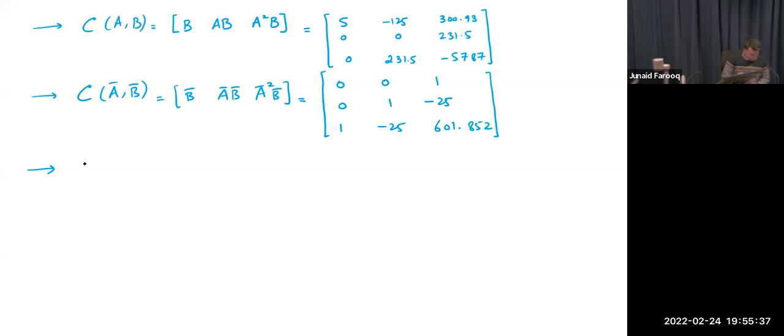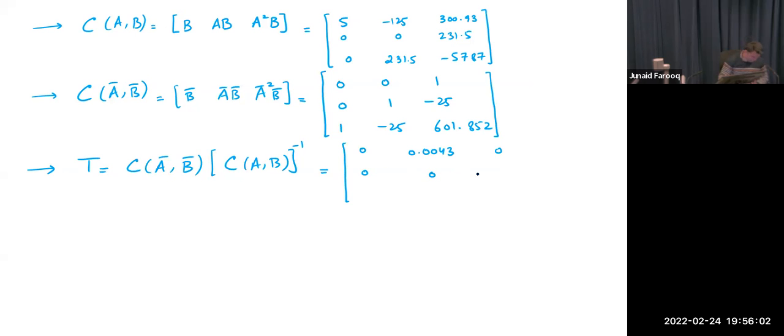And then again, standard procedure, the similarity transformation is the controllability of A bar, B bar times the controllability of A, B inverse, and computed using MATLAB, turns out to be 0, 0.0043, 0 here, 0, 0.043, and 0.200. Okay, perfect. So we have the transformation.